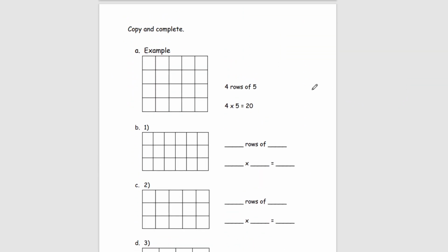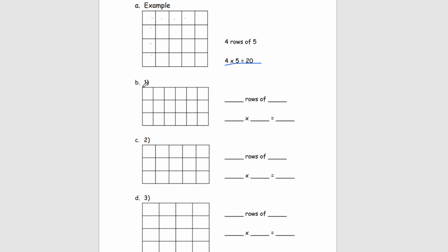On this page, we have an example shown, a grid, which is 4 rows of 5. As we can see, we have 1, 2, 3, 4 rows of 5 each. And over here, we have 4 times 5 equals 20. Looking at number B, our first actual one, we can count our rows first by counting down. So we have 1, 2, 3 rows. Then we count how many are in each row. So we have 1, 2, 3, 4, 5, 6 in each row.